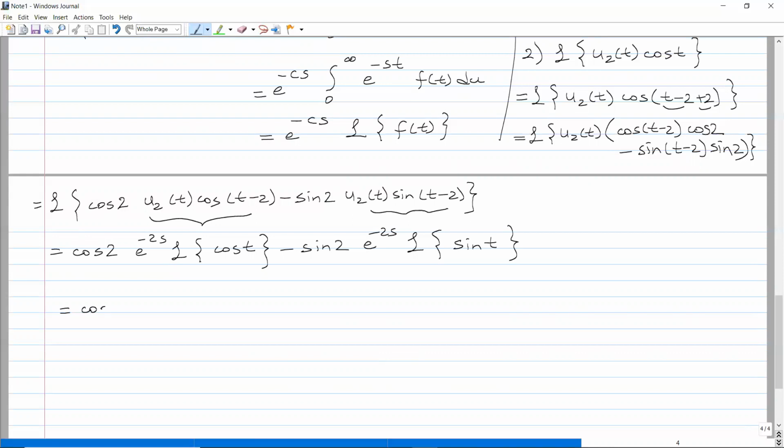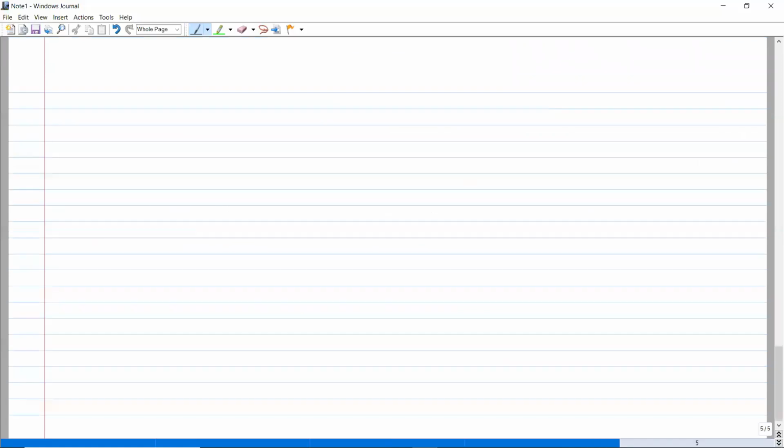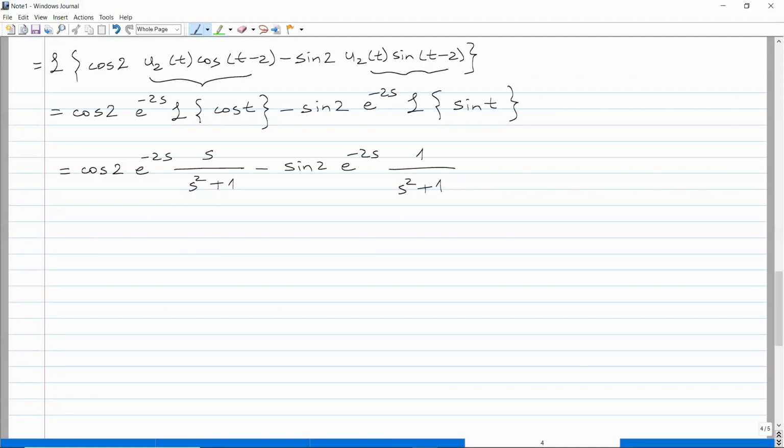So I have cosine 2, e to the minus 2s, s over s squared plus 1, minus sine 2, e to the minus 2s, 1 over s squared plus 1. The coefficient of t is 1, so the Laplace transform of sine t is the coefficient of t divided by s squared plus the coefficient squared. The coefficient is 1. Okay? I hope you see how to use this step function.